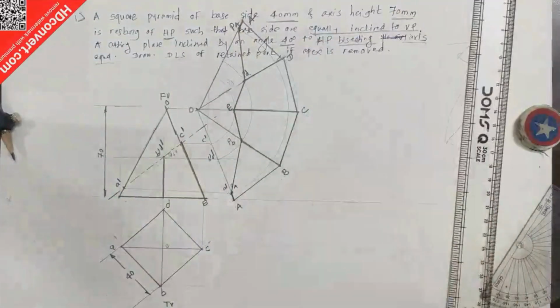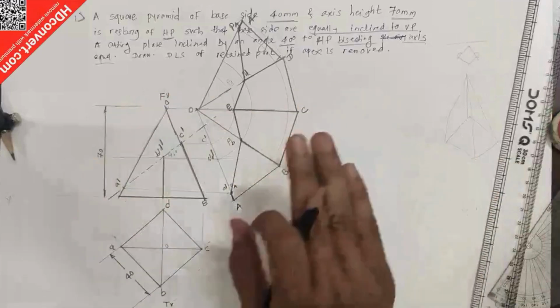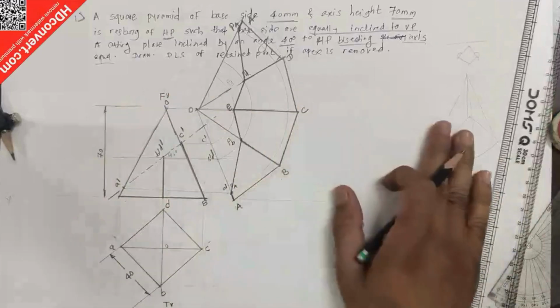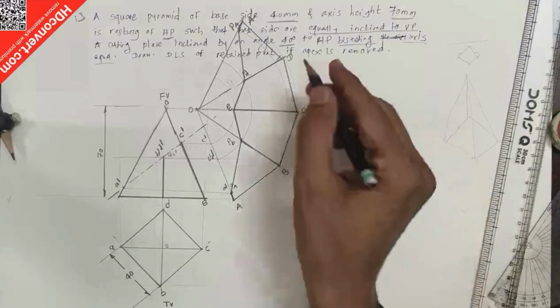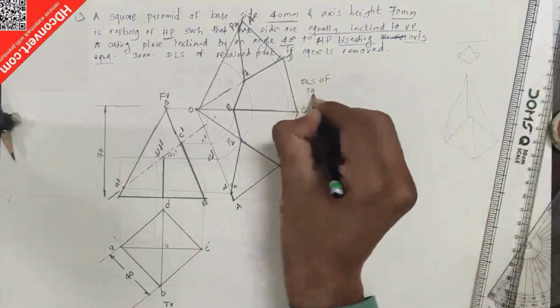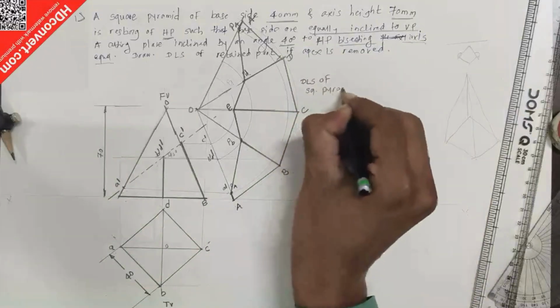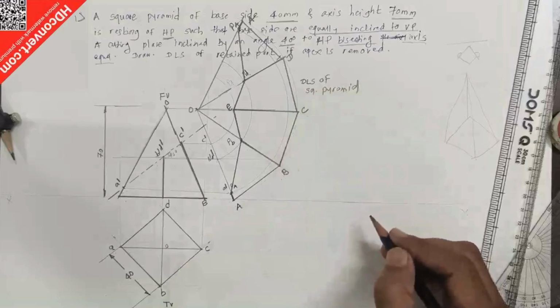So this is the final development of the lateral surface. We should read the problem statement carefully, then we'll get the required solution. So this is the DLS of a square pyramid. I hope all of you understood.